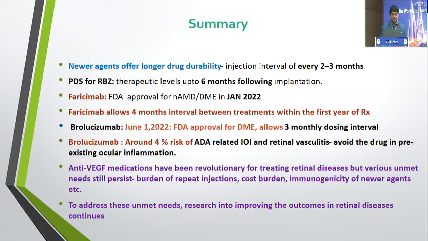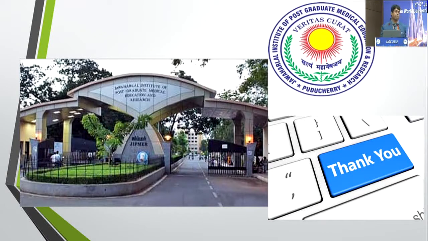So to summarize, the anti-VEGF medications have been revolutionary for treating retinal diseases, but there are still various unmet needs like burden of repeat injections, the cost burden, immunogenicity of the newer agents. So to address these unmet needs, there is still research ongoing to improve the outcomes in the retinal diseases. Thank you.